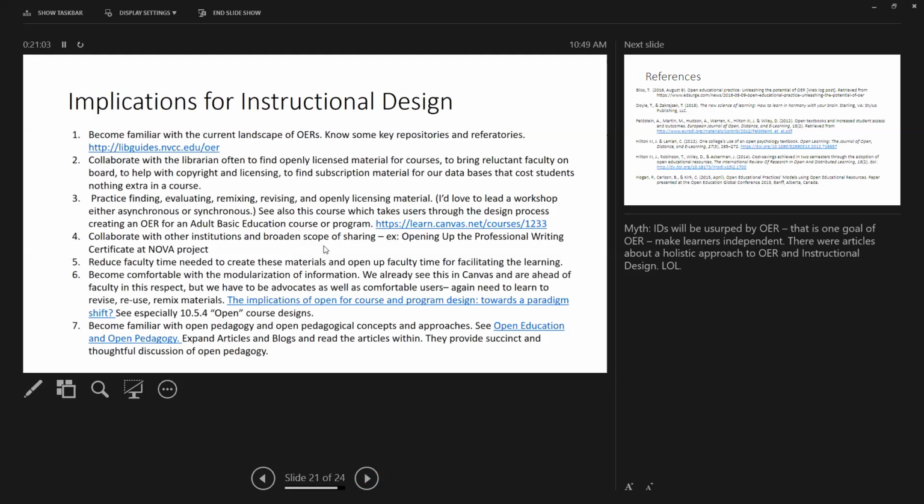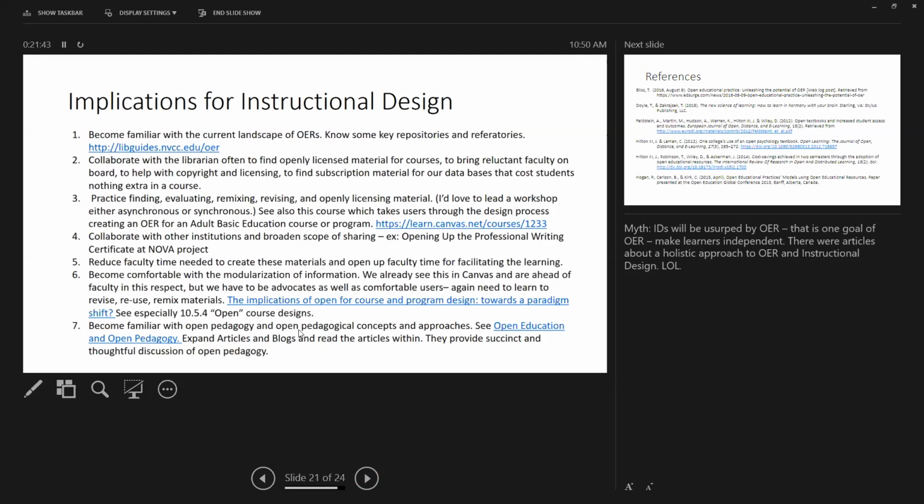A fourth recommendation is to collaborate with other institutions and broaden the scope of sharing. For example, this grant that I have applied for to open up the professional writing certificate at NOVA. First we'll get these online courses all OER, but then the goal is to share that through our shared services distance learning, so every college in the VCCS could benefit from that program. I would like to encourage everyone to think a little more about sharing out what we do, and we can license it as we want, to get the word out there about who we are and also to contribute to the greater good.